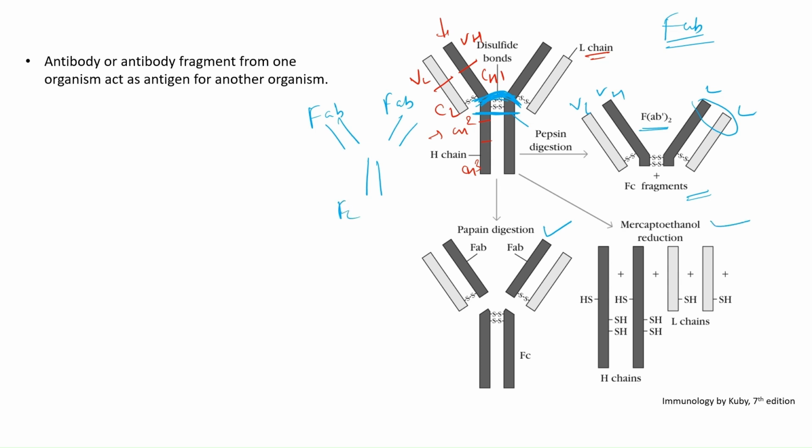What will happen if we digest it with mercaptoethanol? Mercaptoethanol is a reducing agent, so it will reduce. Now a disulfide bond is present between two cysteine molecules. In the reducing environment, the bond will break because the S will get reduced and form SH. The light chains and heavy chains are connected, and from the hinge region both heavy chains are connected with each other. Once all the disulfide bonds are broken, we will get one light chain, one heavy chain, the second heavy chain, and the second light chain separately.